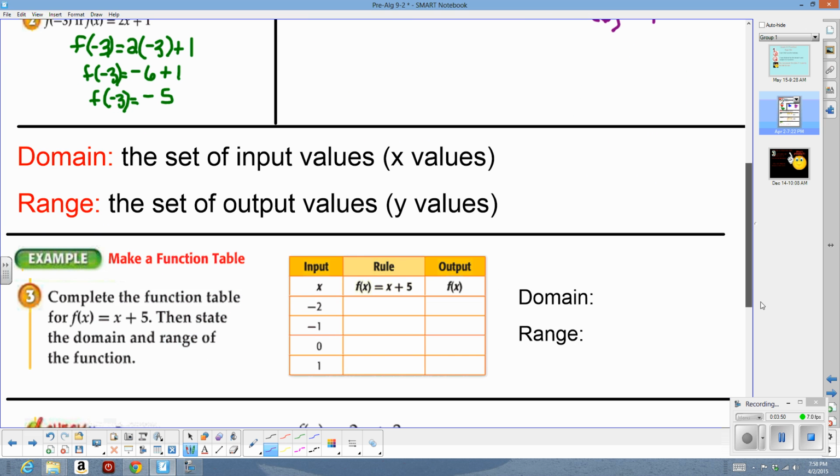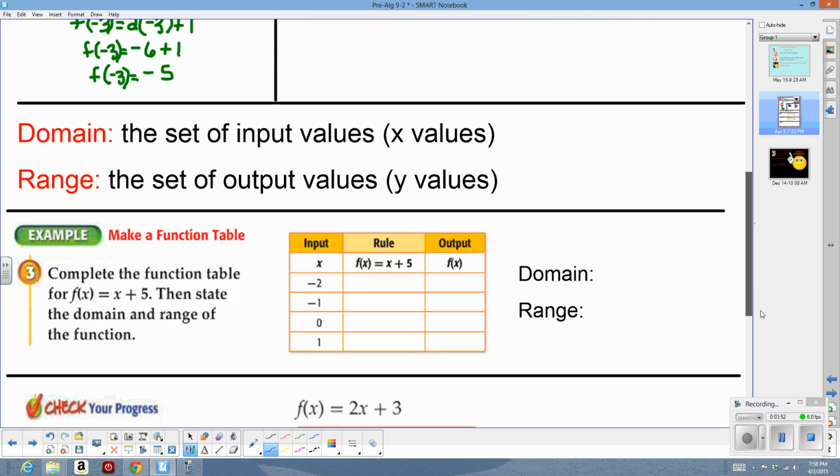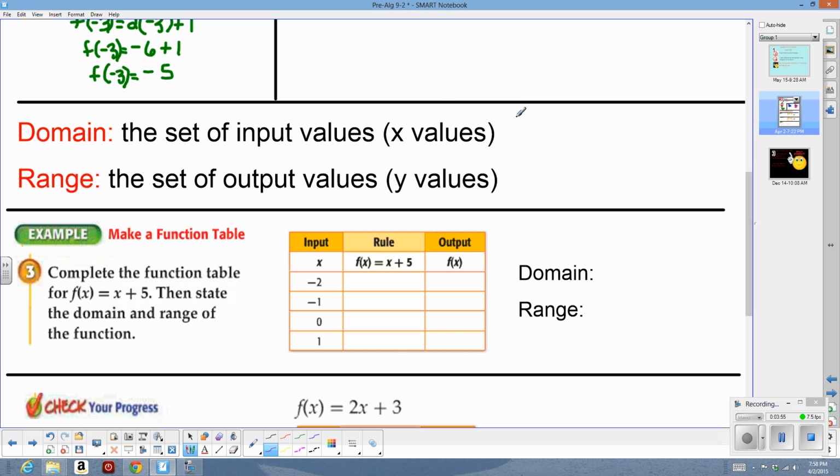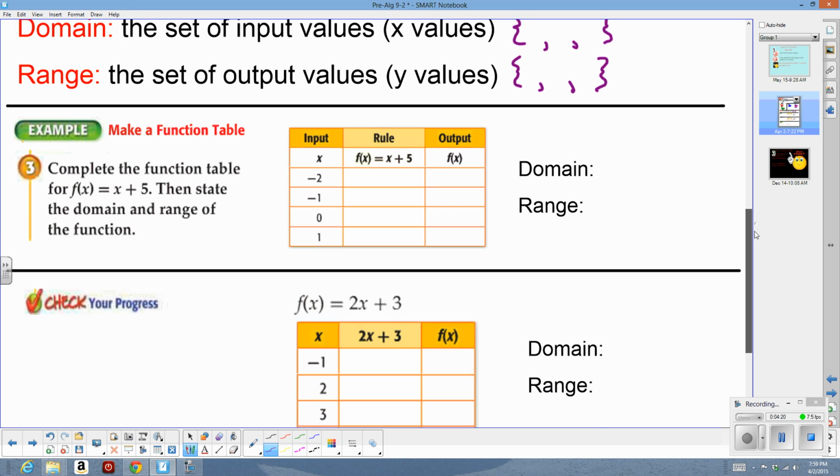Now the domain of a function is the set of input values, or the x values. You would write the domain in these fancy brackets and separate them with commas. Range is the set of output values, or the y values, and the same thing goes for those. You would put them in these fancy brackets with commas between them. If a number shows up more than once in the domain or range, you just list it one time, even if it shows up more than once.